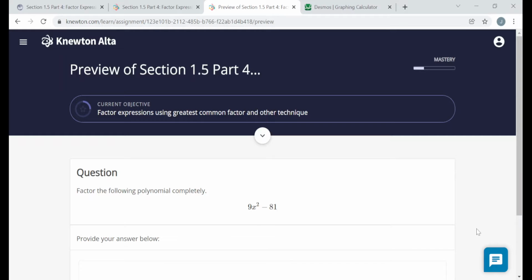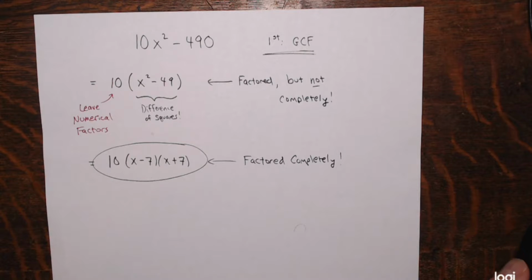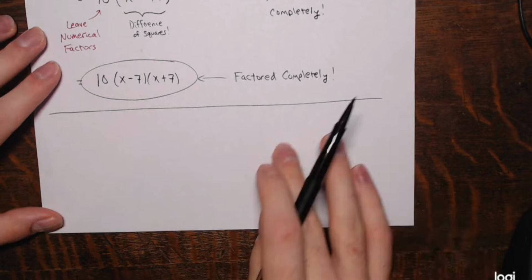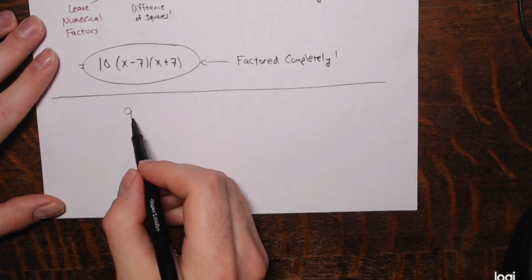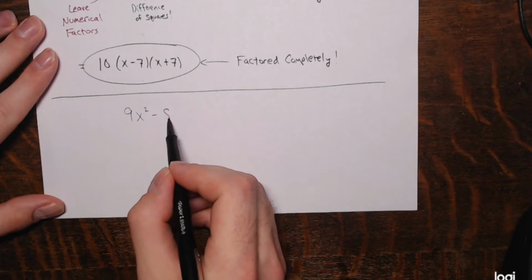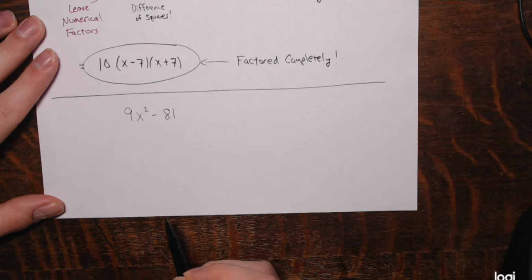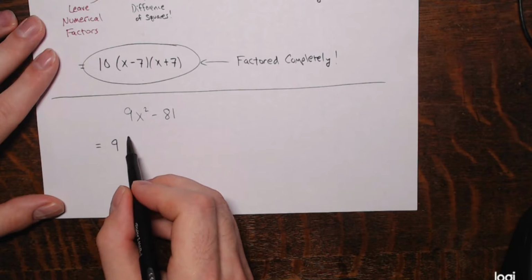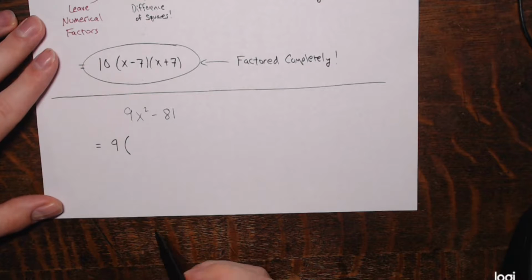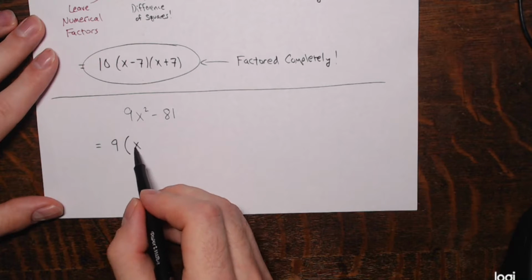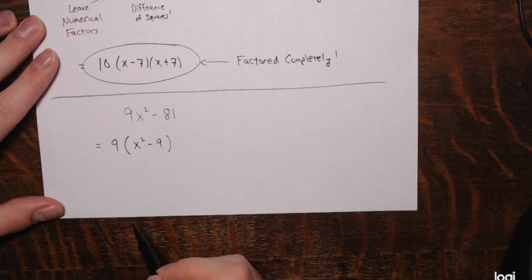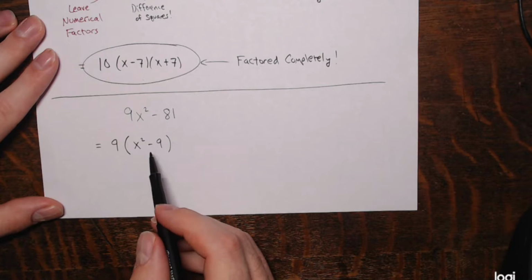All right, so once again, I'll write this out. We're asked to factor it completely. I'll just do it on the same page here. So we're given 9x squared minus 81. And again, the GCF is 9. I'll pull out 9 first. And then what's left over would be x squared minus 9, because 9 times 9 is 81. So it's factored, but just like the previous problem, not factored completely.